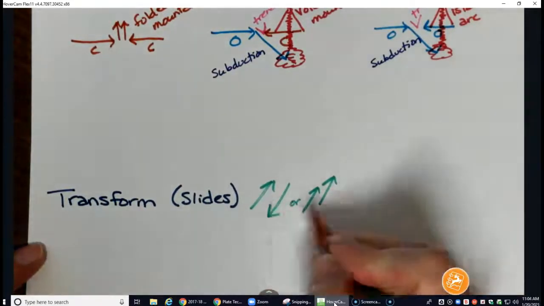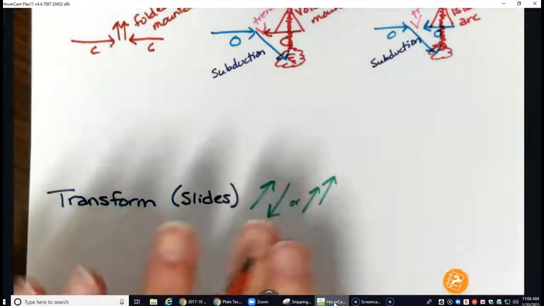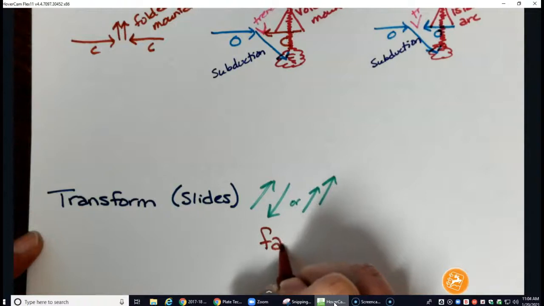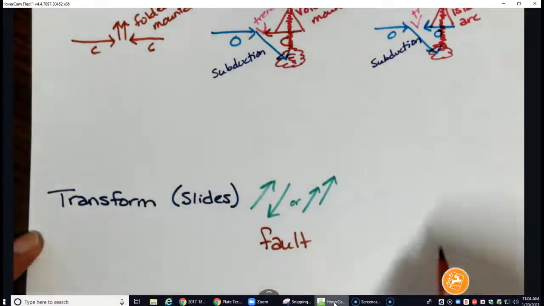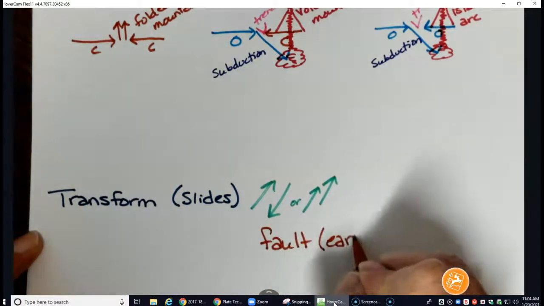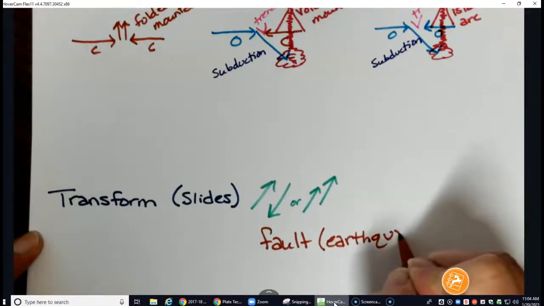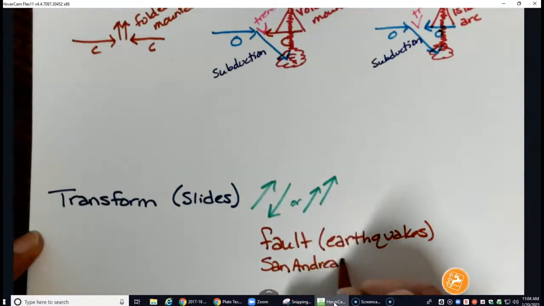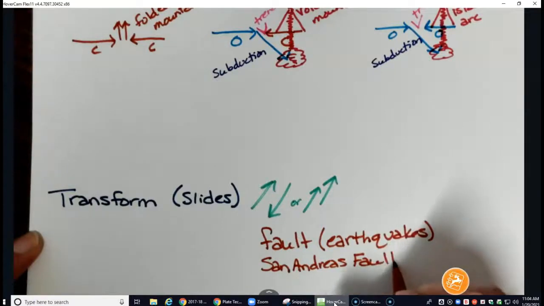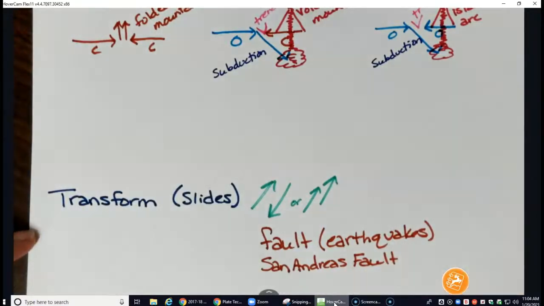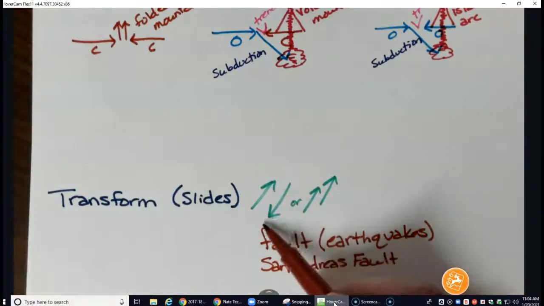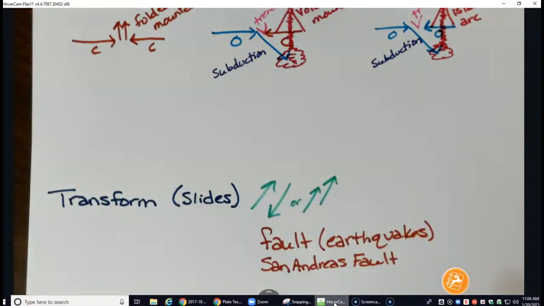The tension builds up between these two, wherever the plates are, that tension builds, until you get to the point where it has to be released, and you get the creation of a fault. And this is where we get very large earthquakes taking place. So the example we always use is the San Andreas Fault. That's located along the boundary between North America and the Pacific Plate. So the San Andreas Fault is created through two plates sliding past each other.